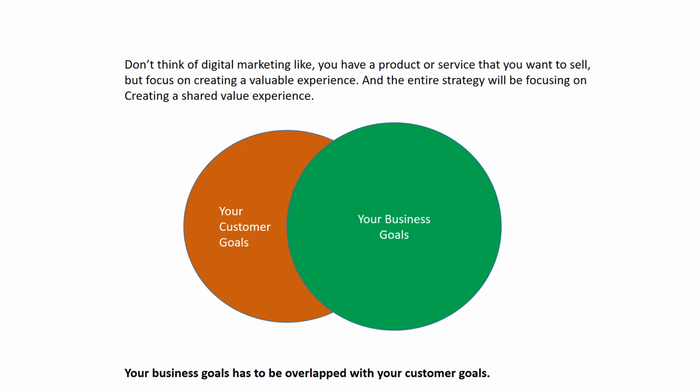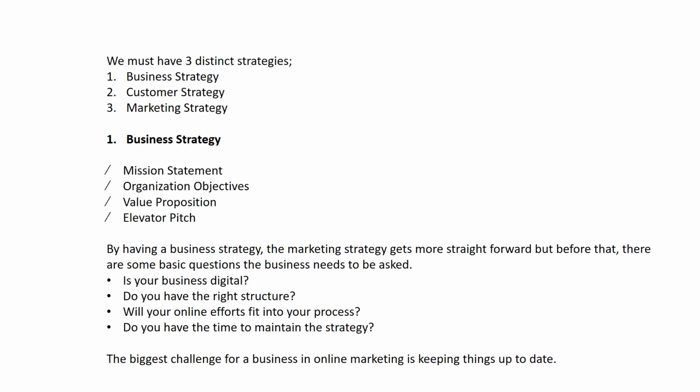Now, as an online marketer, we should have 3 different strategies to be effective and efficient in our work. And those 3 strategies include number 1, business strategy, number 2, customer strategy, number 3, marketing strategy. Let's start with focusing on business strategy. A typical business strategy must contain a mission statement, that one sentence that defines what the business is trying to do. And there must be three or more organizational objectives the business is trying to achieve. And value proposition, the one thing that defines the things that create a shared value. And an elevator pitch, the one thing that defines a short summary of your brand. We will discuss each of them in detail in the next slide.